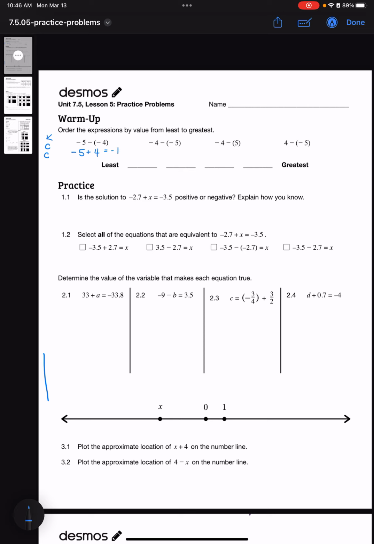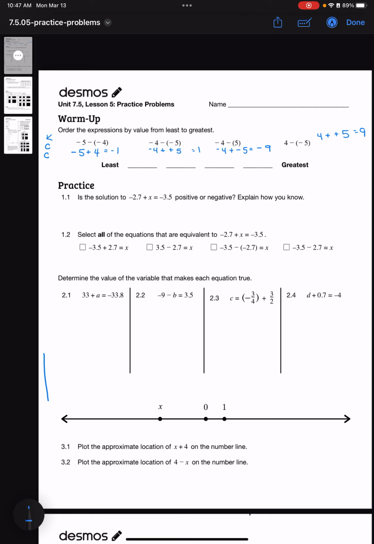The next one, keep my first, change my sign, and then the opposite: -4 plus 5 would be +1. Now I want to keep, change, and the opposite of +5 is -5. And -4 plus -5 would give me -9. And then I'm going to keep, change, opposite, which is going to give me +9.